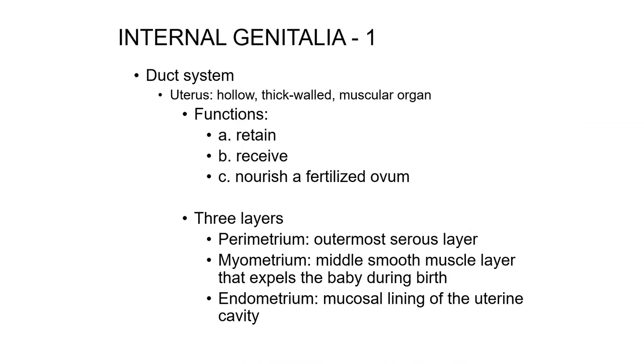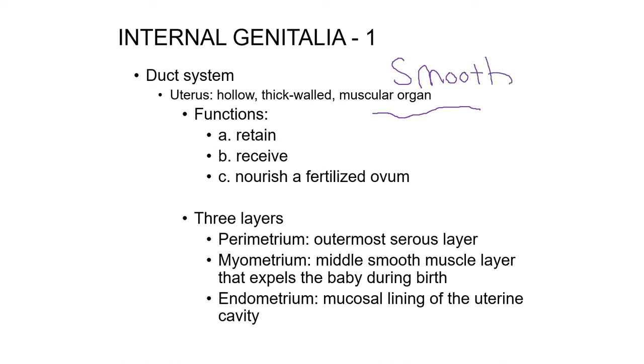We've discussed the ovaries and the fallopian tubes. Now let's move on to the uterus. The uterus is a very thick muscular organ, and this is involuntary muscle. This is smooth muscle, and we'll talk about the layers in just a moment.